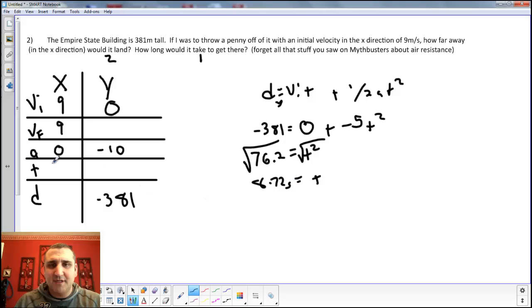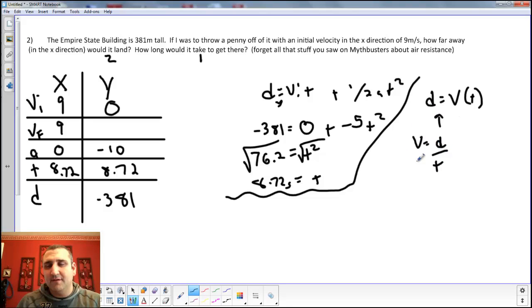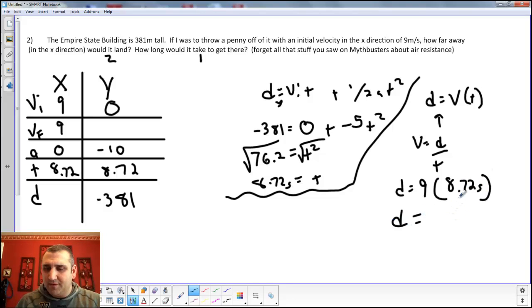Now what we can do is plug this into displacement in the x. Again, we have an acceleration of 0. D equals velocity times time in the x, which is really, again, the way we get that is velocity is distance over time, and we just rearrange this equation to give us that. So our displacement will be 9 meters per second times the 8.72 seconds it went for, and that will give us a displacement of 78.3 meters away. So there's your time, there's your displacement.